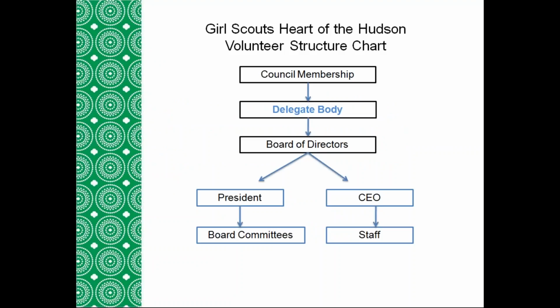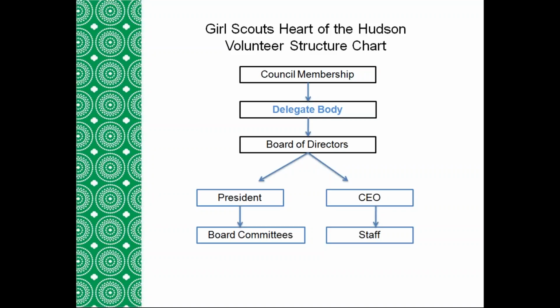This volunteer structure chart refers to the council's corporate body. Voting membership consists of council delegates and 5 at-large delegates. Delegates at large may be selected by the executive committee if needed to address a problem of underrepresentation. Also included are your board of directors, board development committee, and national council delegates.